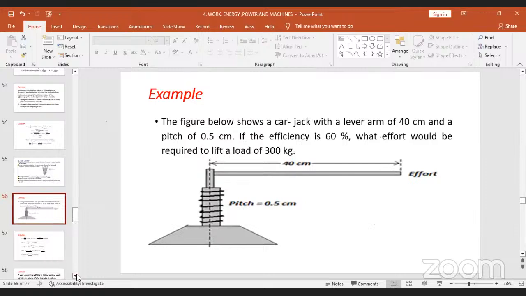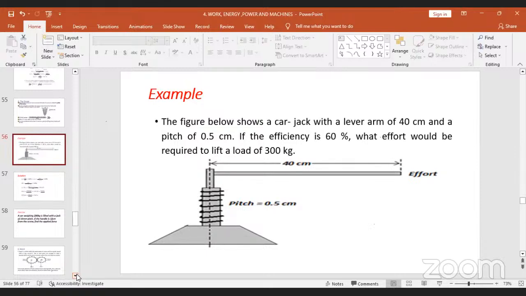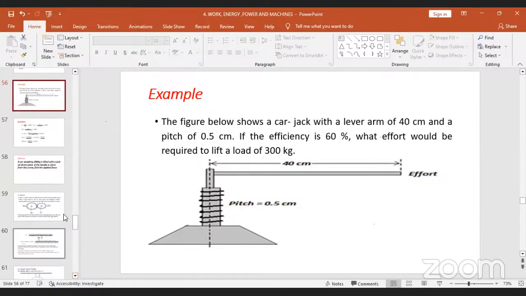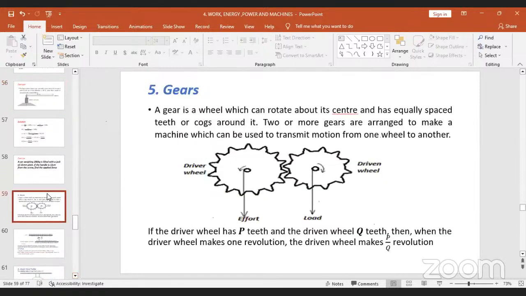We will not look at the example. We'll come back. I just want to finish so that we don't go back to this topic again. The next machine is the gears. I can see somebody writing something here.